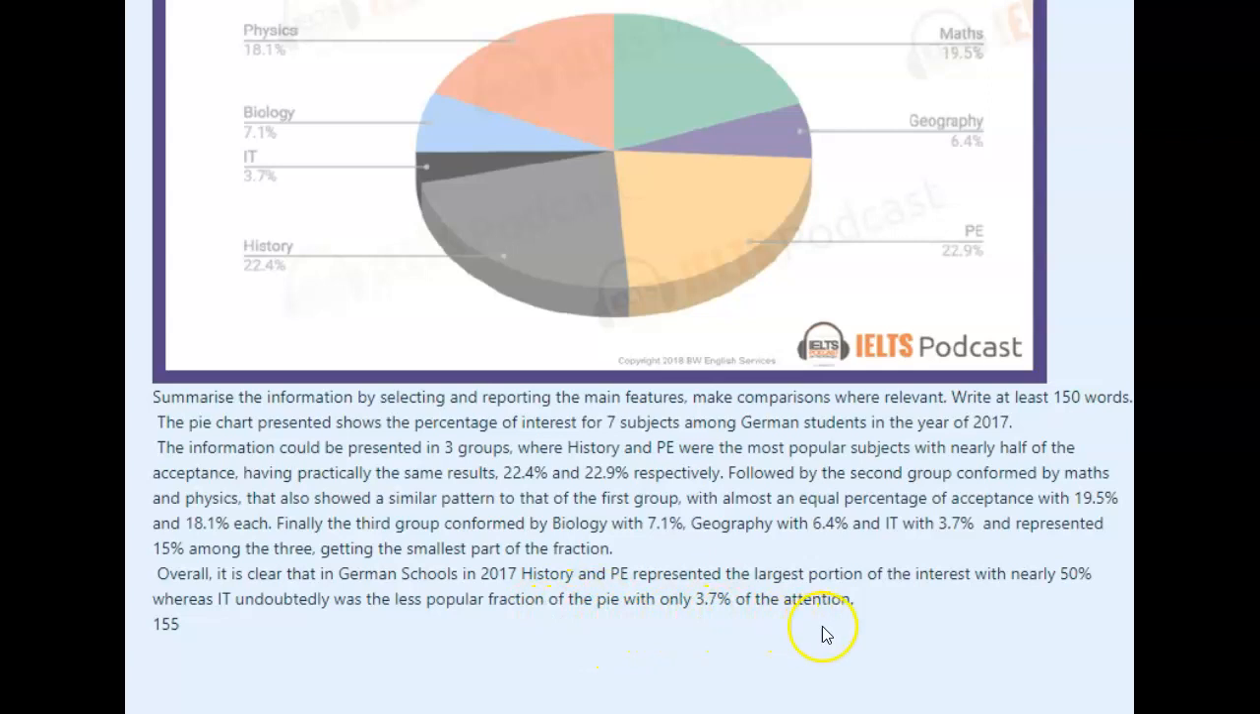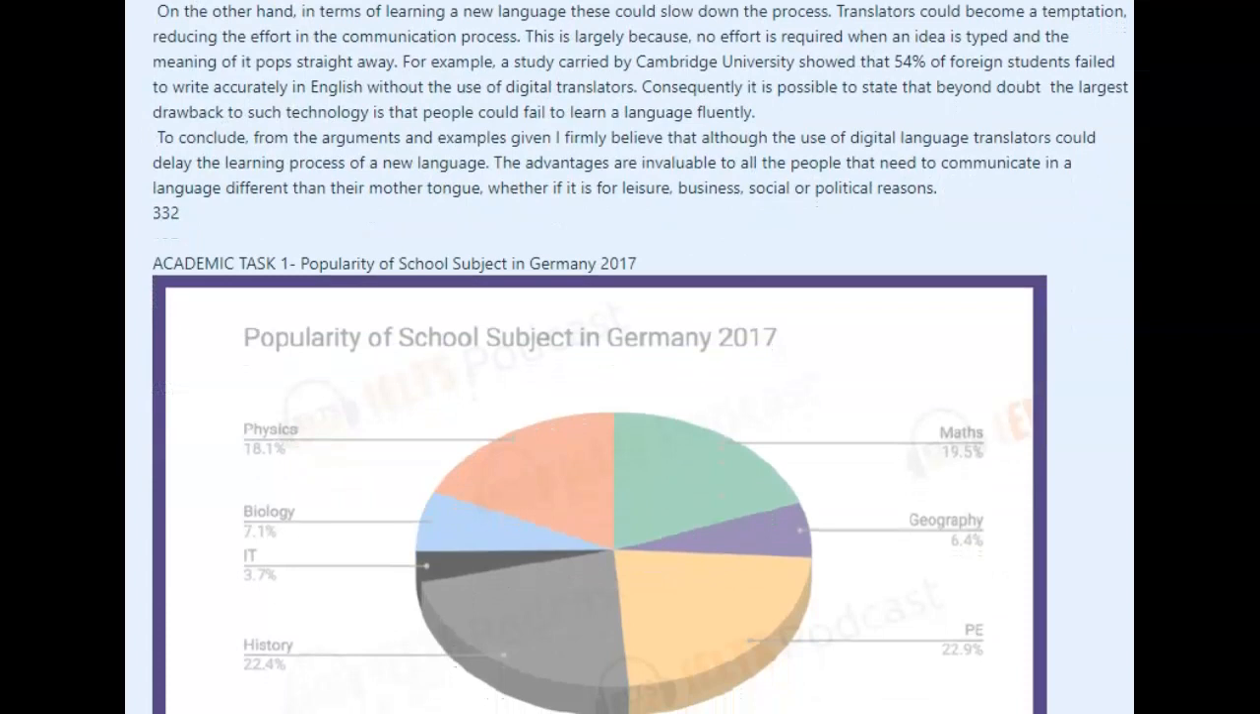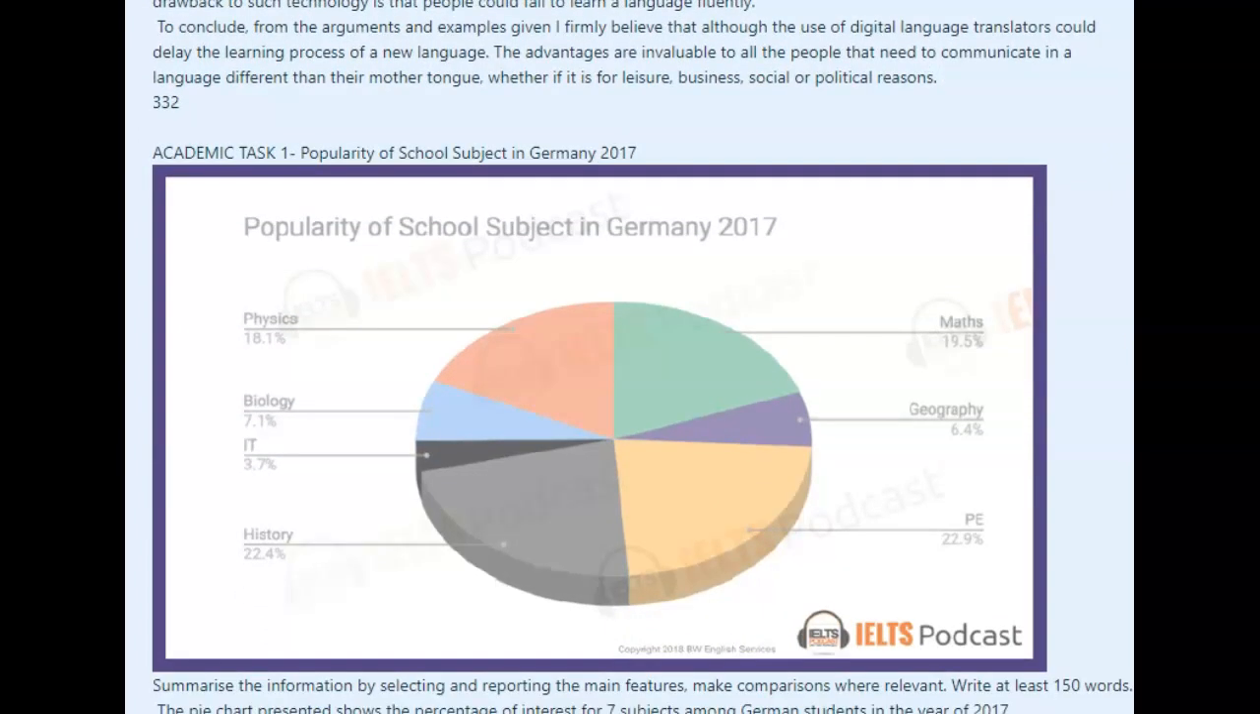Of the pie with only 3.7 of the attention. All right, attention is the wrong word. I've already told you that. You use the word attention multiple times, or acceptance as well. It should be popularity, because that's what we're talking about. I don't want you to be worried about using it. Use the word popularity, or preference, I think it was the other word, right? Popularity. Yeah, you could have also said preference. That would have also been good. So either one of those, popularity, preference, kind of interchange those and you would have been okay.